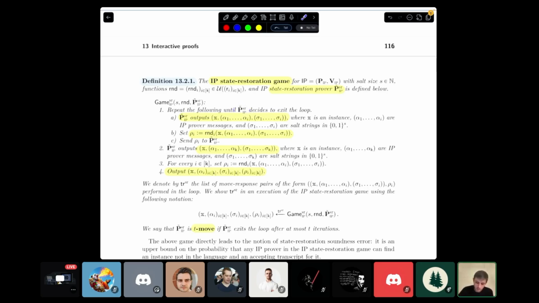And what are we going to do? The prover is going to output some partial transcript, right? So it has X, it has alphas, which are the prover messages until some round, and sigmas, which are salts. Then we, as the game, are going to return the random function value on X, the input, and the prover messages and the salts. We're going to send it to that box of state restoration prover, and the prover is just going to continue.